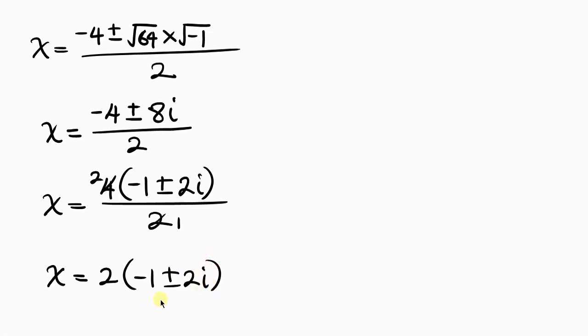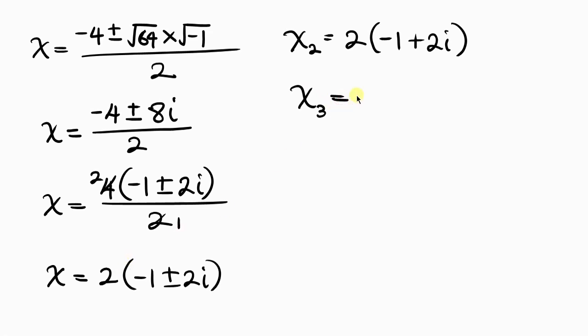So this is an answer, but there are two answers here. So let's separate them. We have our second root of x to be 2 times negative 1 plus 2i. And then the third root of x will be 2 times negative 1, now this time go with the negative, minus 2i. So we have one real root and two complex roots of x.